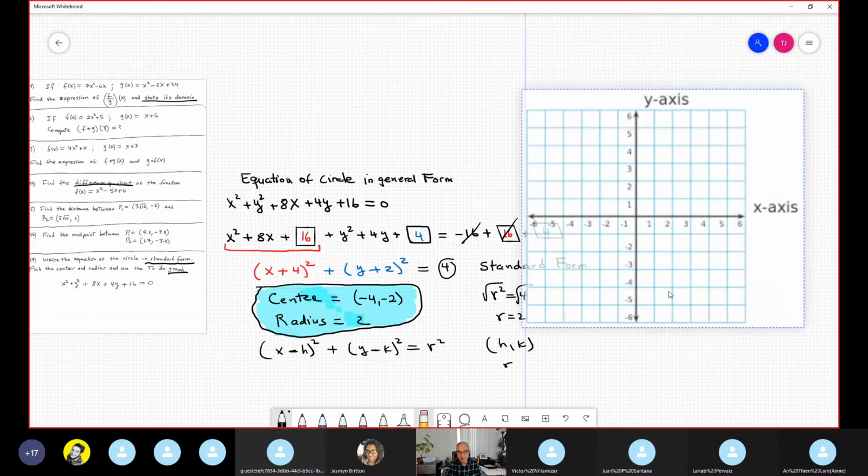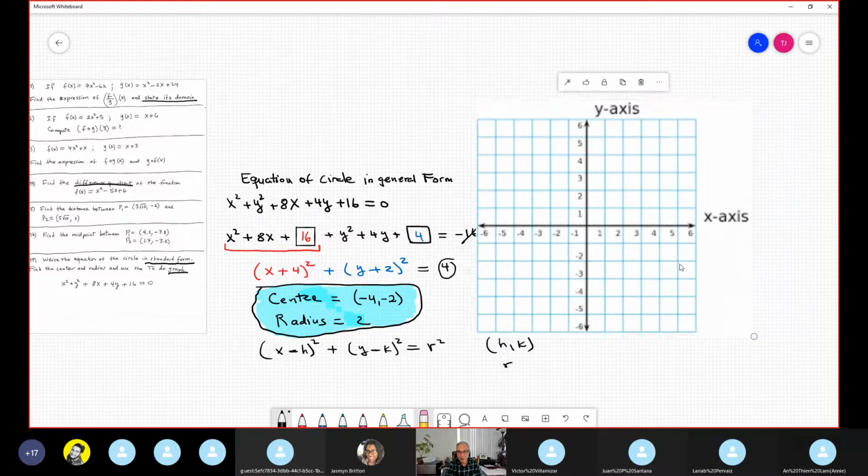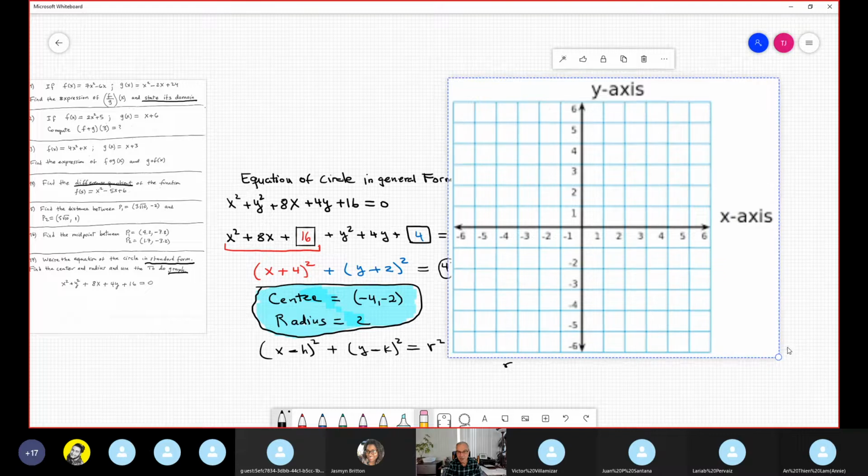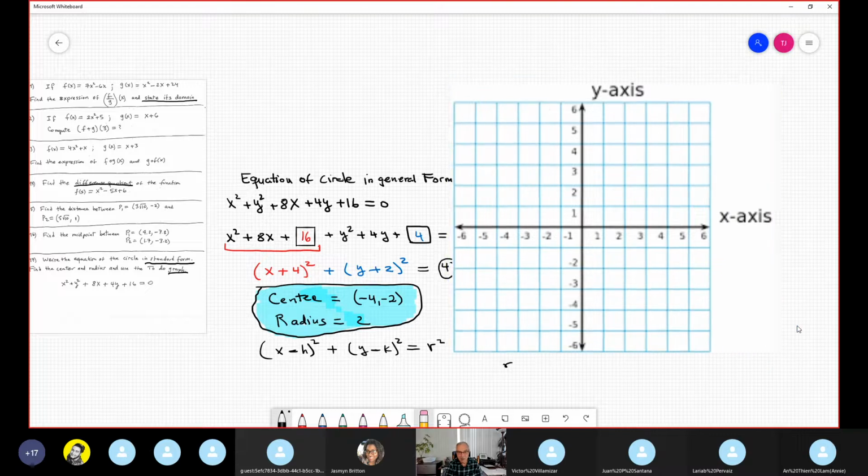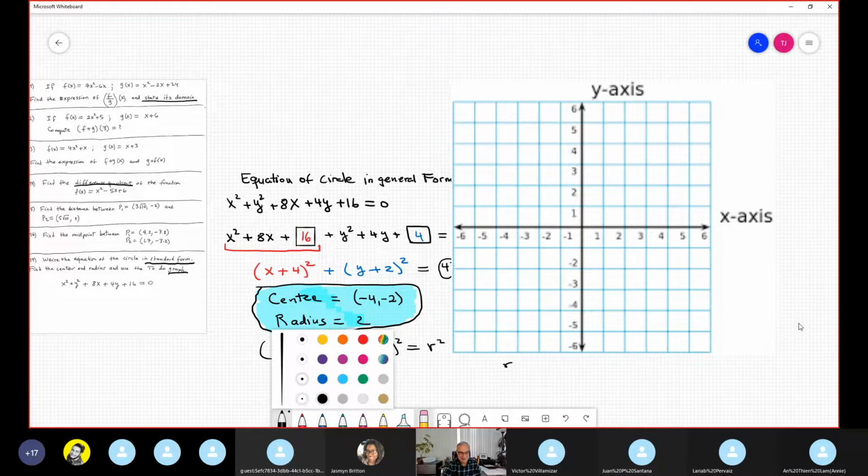Graph of that circle. Let me enlarge it. Okay. Because the only information I need is the information that I highlight in blue color. I plot the center. The center is -4 x, -2 y. Here is the center.